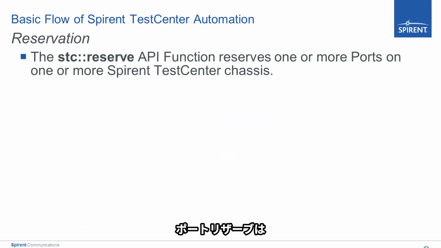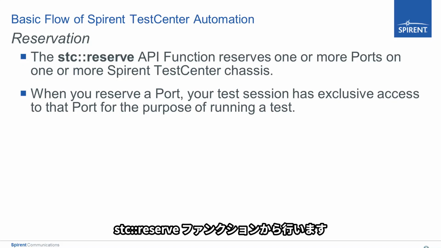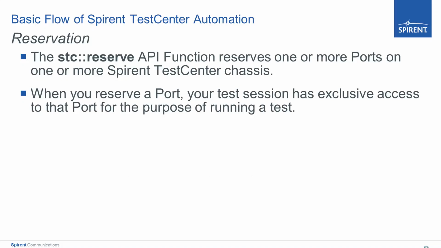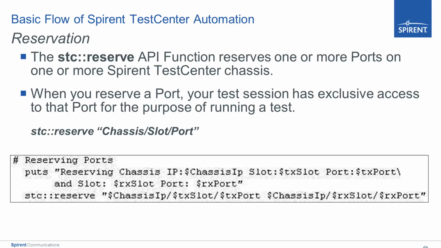The stc::reserve API function reserves one or more ports on one or more Spirent TestCenter chassis. When you reserve a port, your test session has exclusive access to that port for the purpose of running a test. You'll see here in our example, we perform a puts stating that we want to reserve the chassis, the slot, and the port, and then we actually perform that with the stc::reserve $chassisIp, transmit slot, transmit port, and then we do it for the receive slot and the receive port.